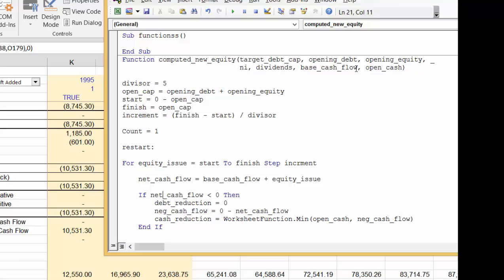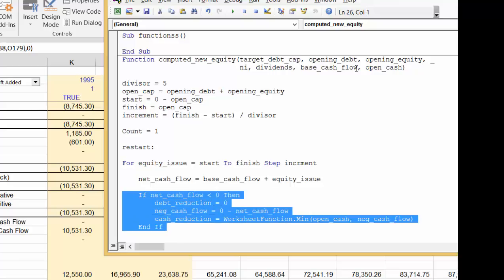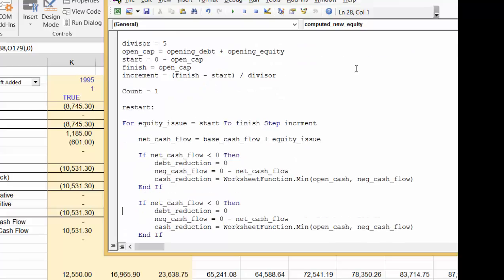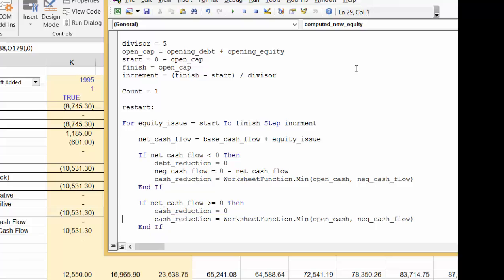Okay, and then we do the same kind of thing if the cash flow is positive. If the cash flow is greater than, how about greater than or equal to 0, then the cash reduction is equal to 0, and we don't have any negative cash flow. And the debt reduction is equal to the minimum of the opening debt, or just the net cash flow.